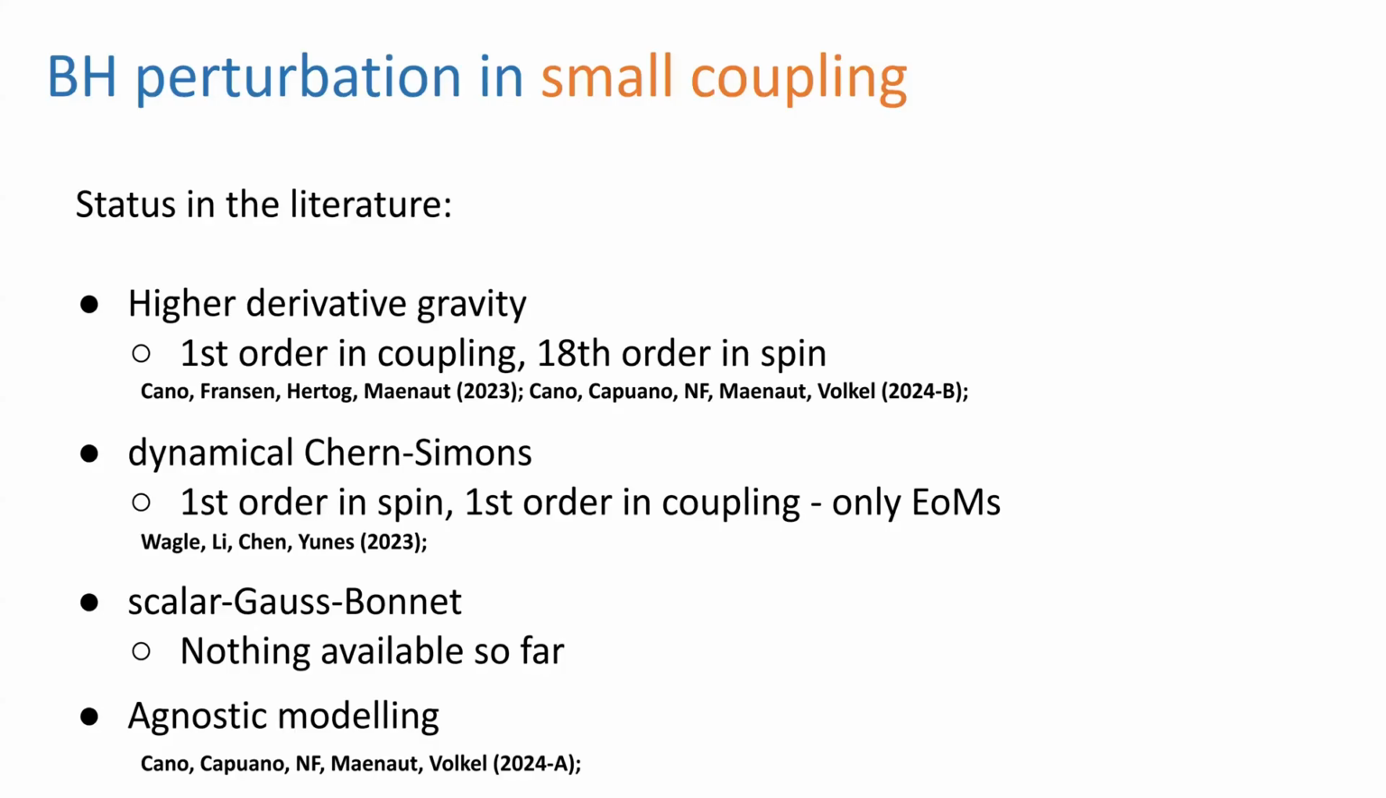Dynamical Chern-Simons, because of the coupling between tensor and scalar perturbations, is way more complicated. So far it has only been performed at first order in the coupling and first order in the spin, and only the equations of motion; they haven't even solved them. And for scalar Gauss-Bonnet, nothing has been done.